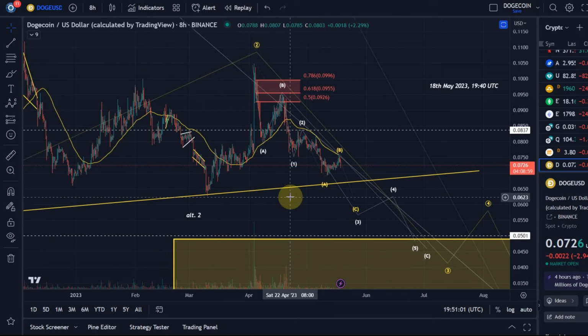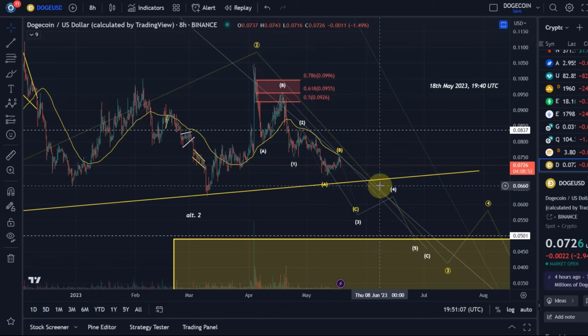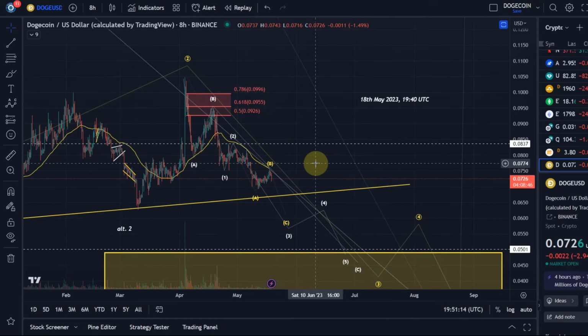Either way, the idea is, you can try to count all of this in detail. It often doesn't make much sense in ending diagonals. For me, it is most important to identify relevant resistance, and relevant resistance is that wave 2 high at 8.4 cents, which was made on the 26th of April.